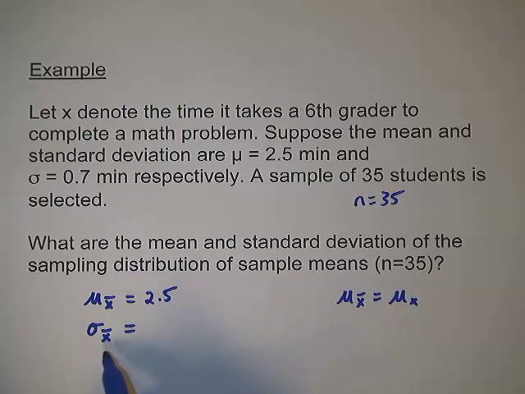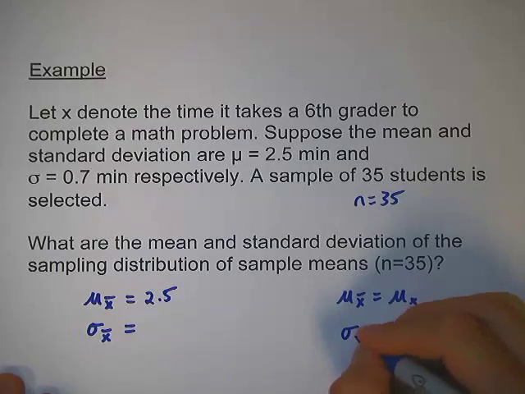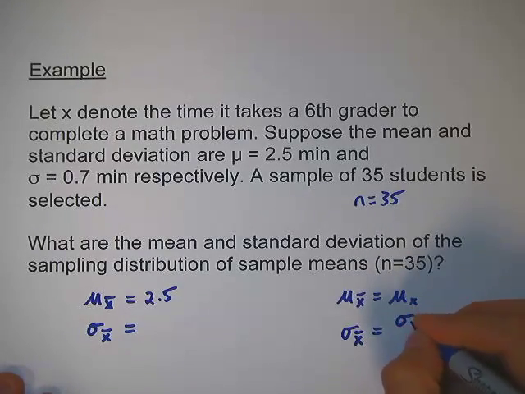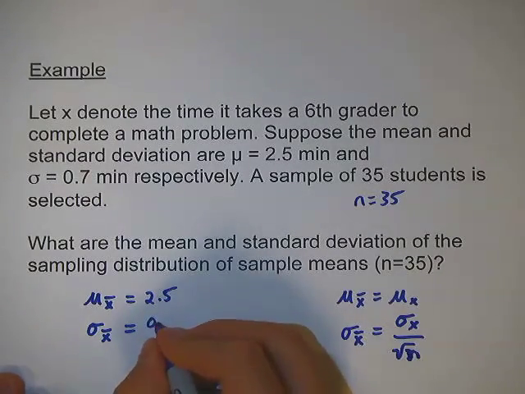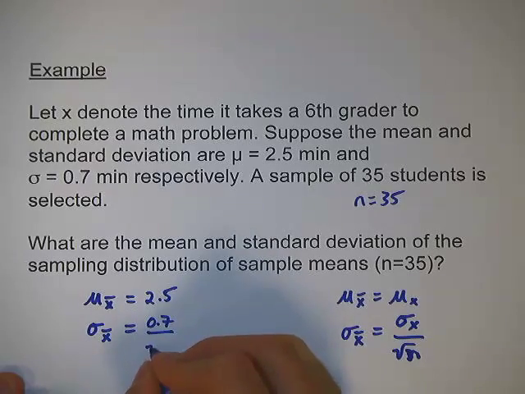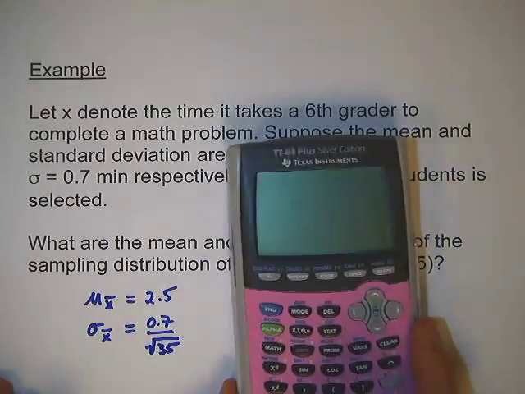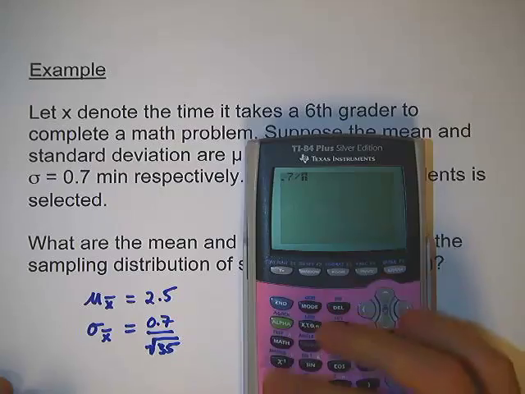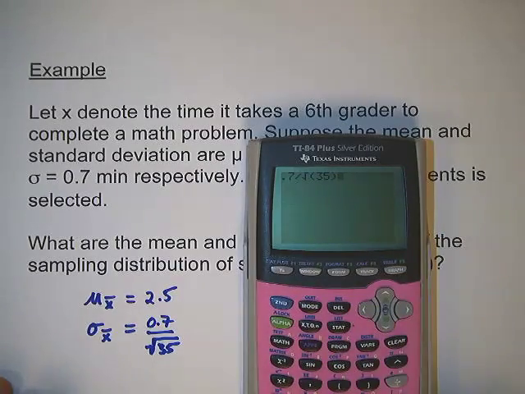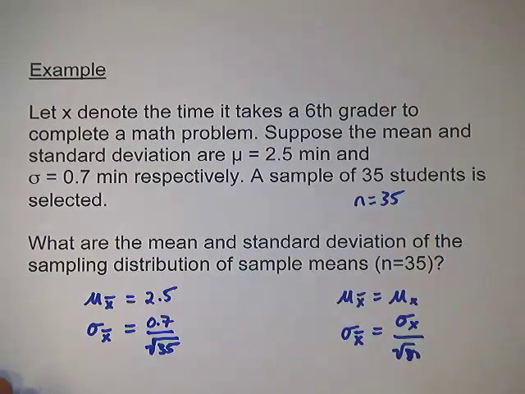Now the standard deviation of the sampling distribution is going to be a little different. Remember that formula was sigma sub x over the square root of n. For our example, it's going to be 0.7 divided by the square root of 35. If we do that on the calculator, that gives about 0.118.